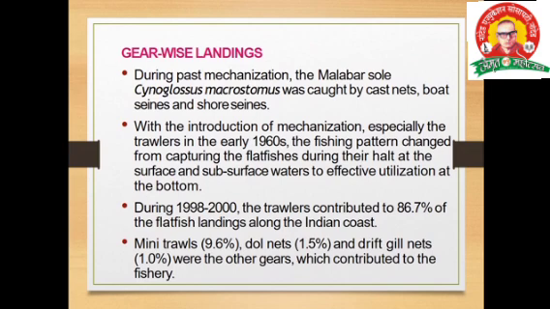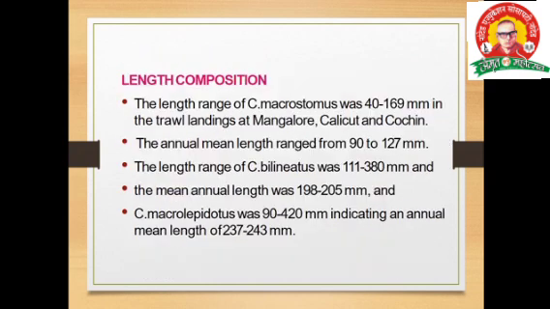Gear-wise landing during mechanization: Malabar sole was caught by the cast net and boat net, and with the introduction of mechanization, especially the trawl in the early 1960s, the fishing pattern changed to capturing of flatfish. During 1998 to 2000, trawl contributed 86.7% of flatfish landing along the Indian coast. All are the processes for gear-wise landing.